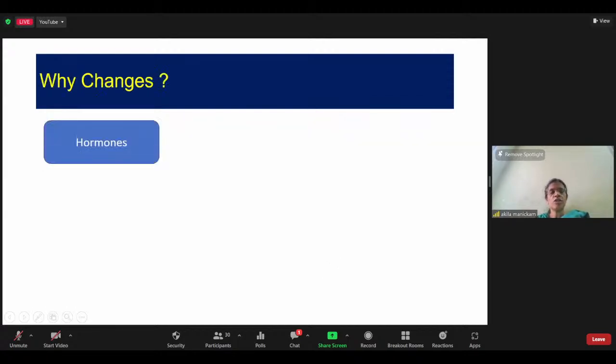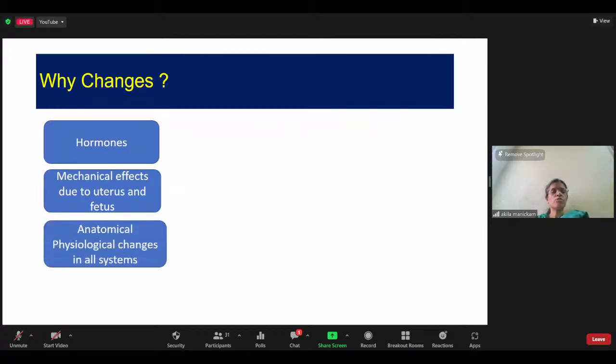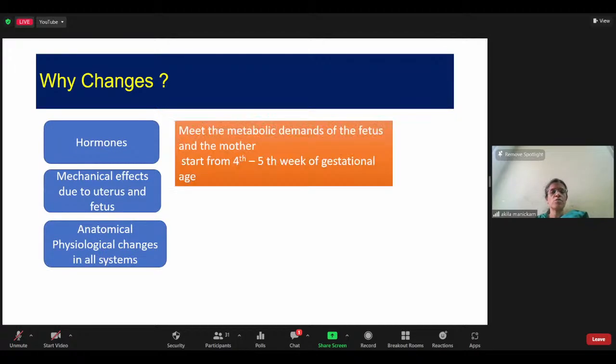When you look at why these changes occur, mostly these are because of the hormonal changes, namely the estrogen, the progesterone, the relaxin, and the sympathetic system, which all get activated during pregnancy. These hormonal changes act on different parts of the body, namely the cardiovascular, respiratory, and all the systems in the body. Apart from this, the mechanical effects of the growing uterus and the fetus also contribute to the anatomical and physiological changes that are occurring in all the systems of the body.